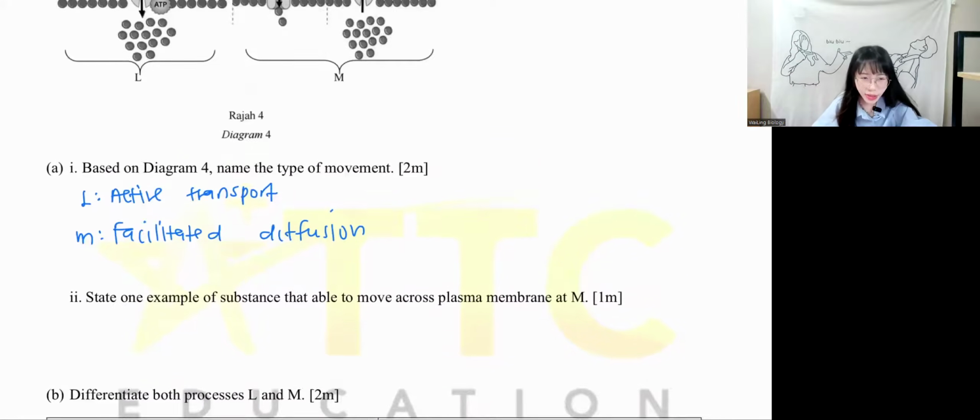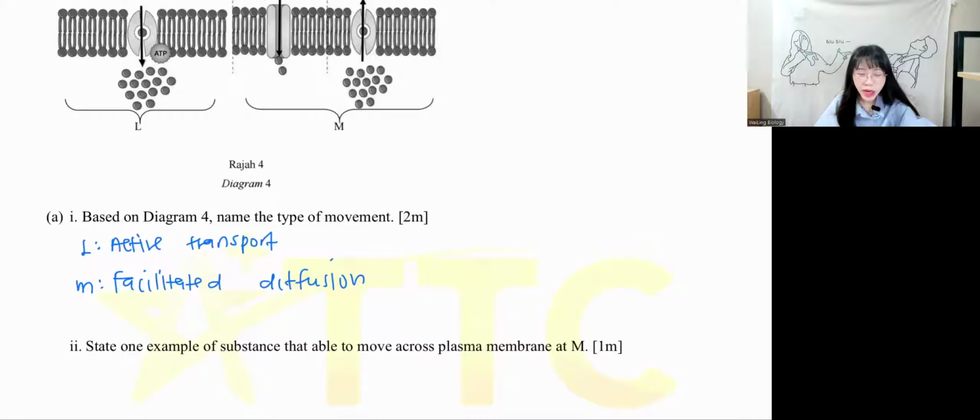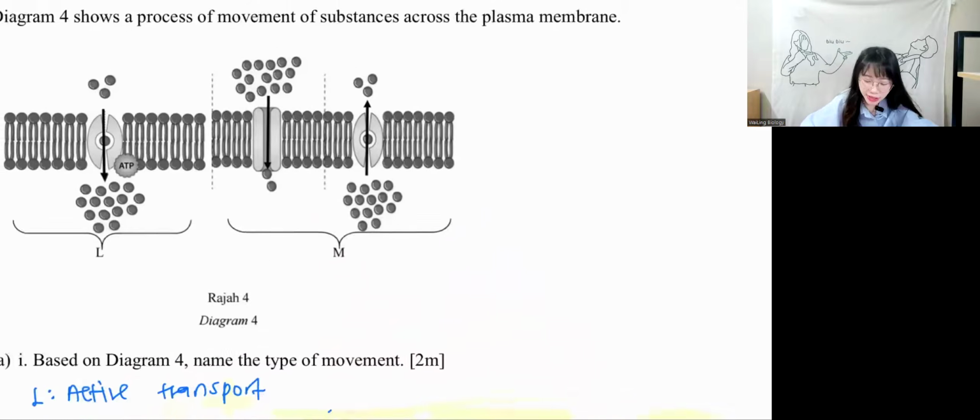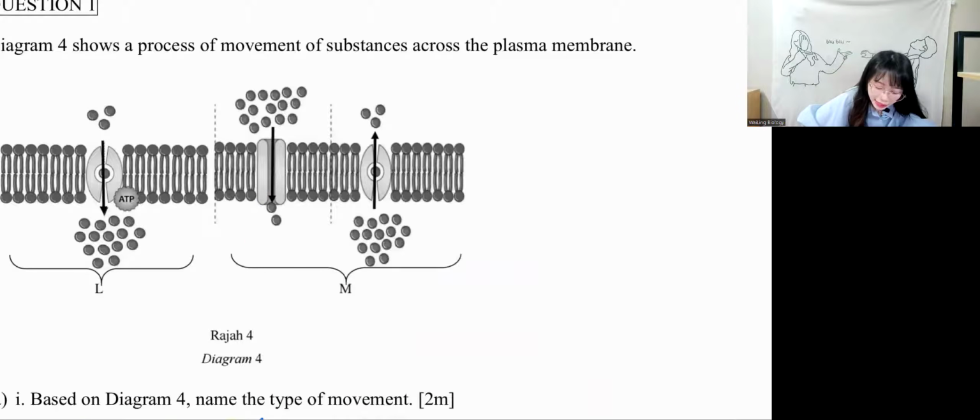Okay, state one example of substance that is able to move across the plasma membrane at M. Can you tell me any substances that are able to move across this? We're going to go through one by one. If it's fully open, is this a carrier protein or a channel protein? If it's fully open, it will be a channel protein, correct? This will be a channel protein. Then obviously this one is a carrier protein, right? This is a carrier protein.